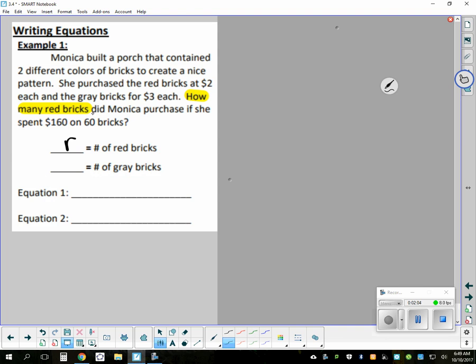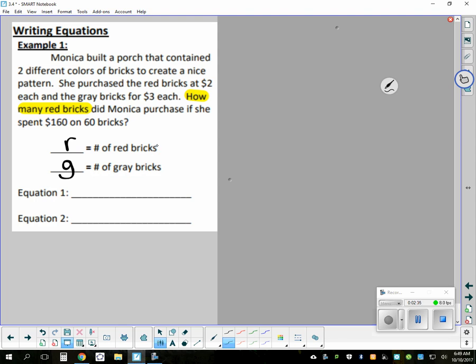That's the only thing they ask you to find, but as you read the first two sentences of the problem, you realize that there's something else they're talking about, and that is the second color of brick, which happens to be gray. We don't know how many gray bricks she bought either. We're not asked to find it, but it is an unknown quantity, so we need a variable for it as well. Generally, when you're solving a systems problem, you're going to have two variables. So figure out what those two variables would be.